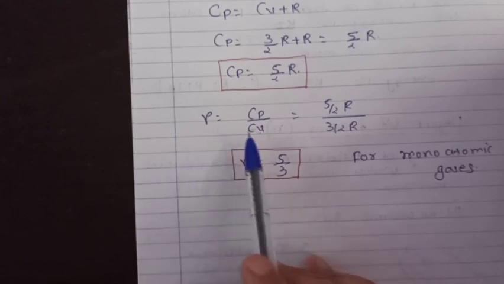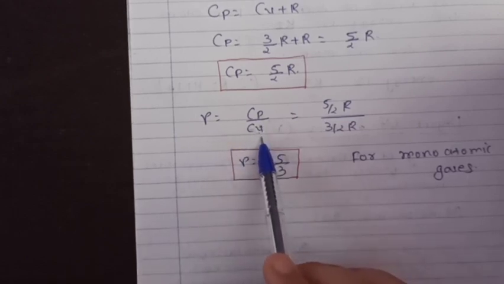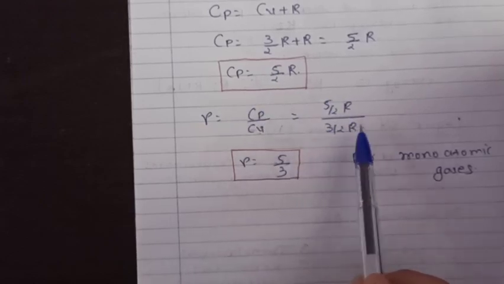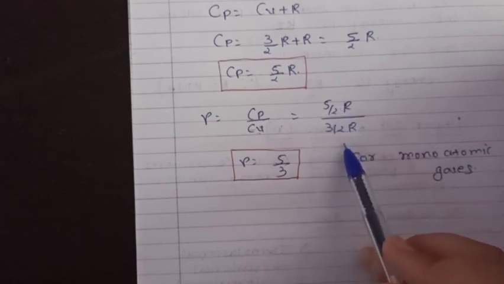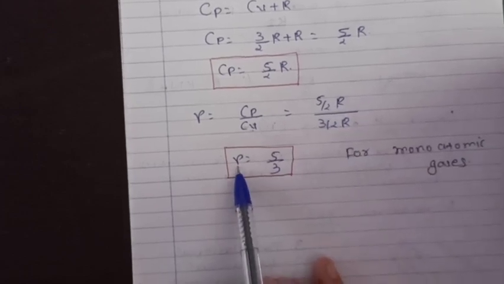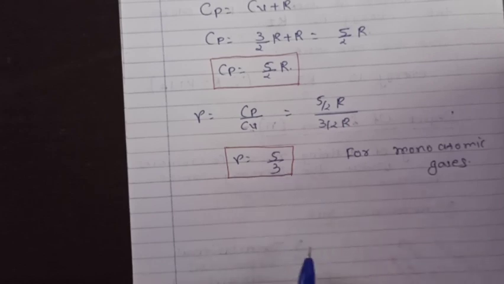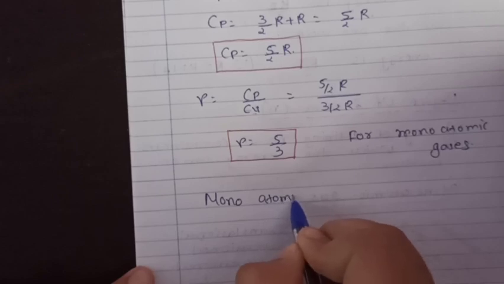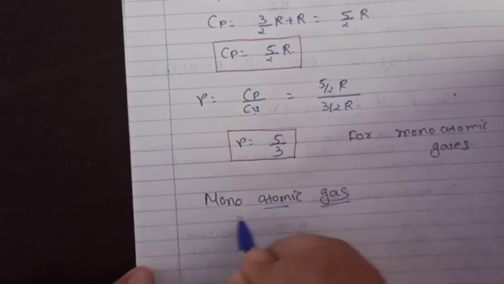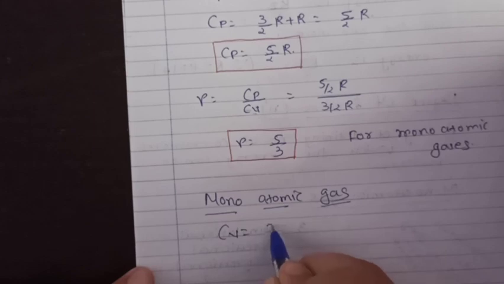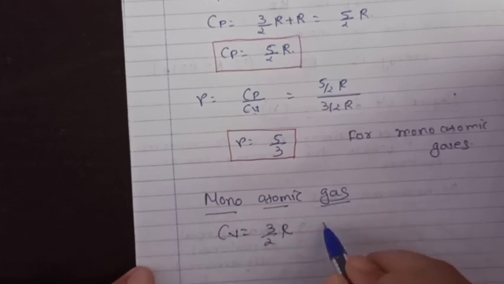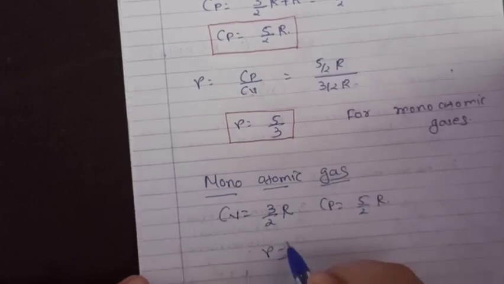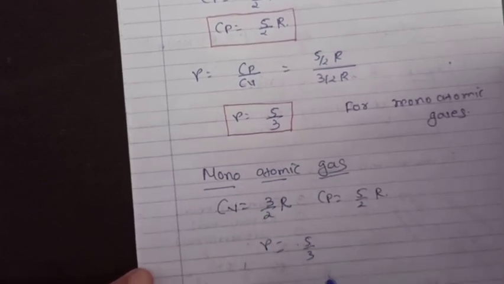Now gamma for monoatomic gas. Gamma for any gas is defined as Cp by Cv. Cp is 5 by 2 R and Cv is 3 by 2 R. This 1 by 2 R will get cancelled out, so we will get gamma is equal to 5 by 3. So for monoatomic gases, remember Cv is equal to 3 by 2 R, Cp is equal to 5 by 2 R, and gamma is equal to 5 by 3.